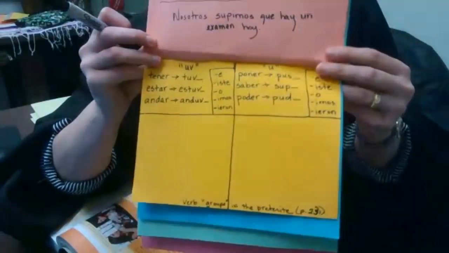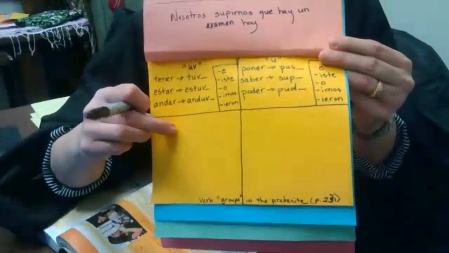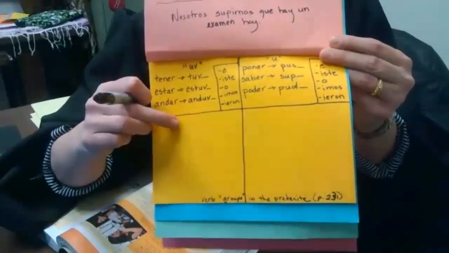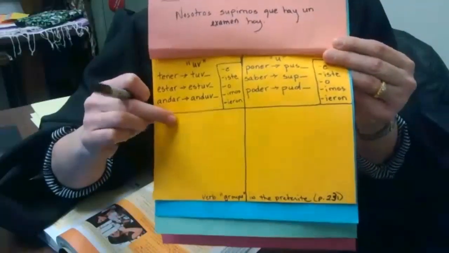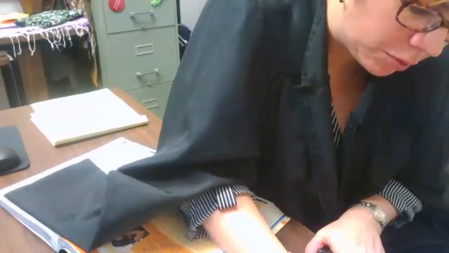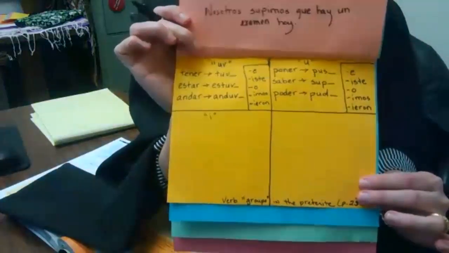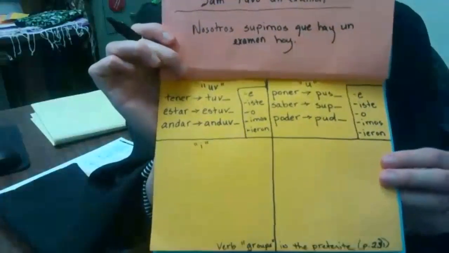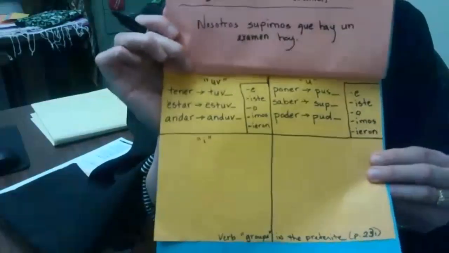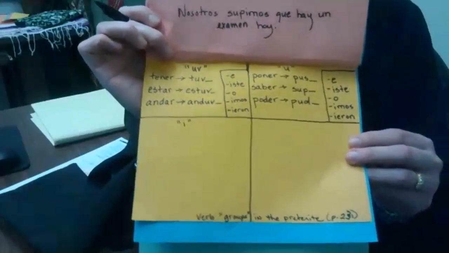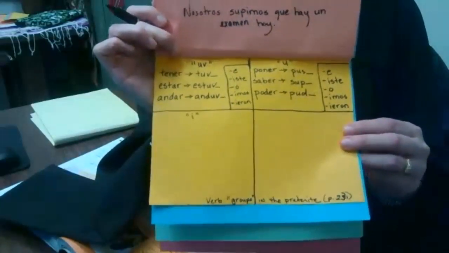All right, let's add our third group, which is going to go here underneath the UV group. And this group is going to be our I group. So all of these verbs are going to get a new stem for the preterite tense, and their new stem will have an I in it.